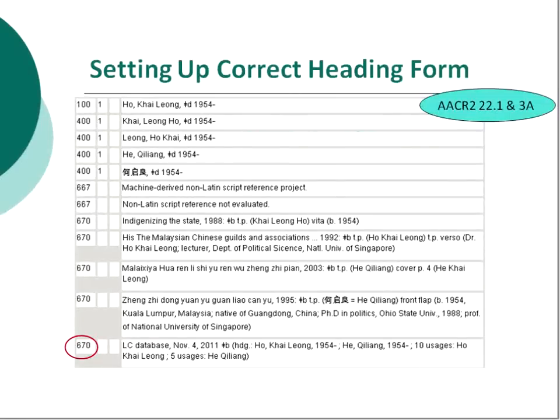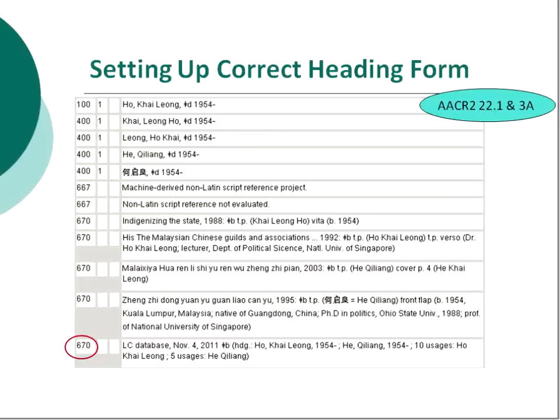Setting up correct heading form. Setting up the correct heading form is very important before we even consider the references or variant forms for the heading. According to the rule, in general, we choose the name by which he or she is commonly known. This could be the person's real name, pseudonym, title of nobility, nickname, initials, etc. And this commonly known form usually can be found from the chief sources of information.